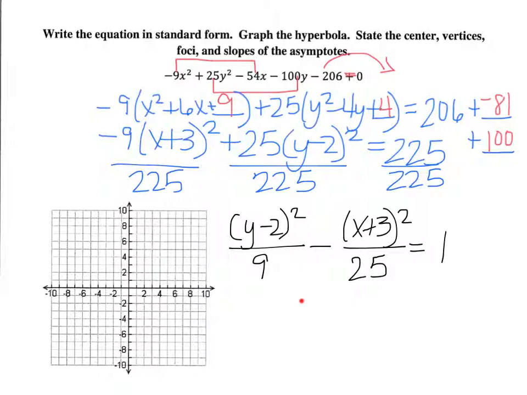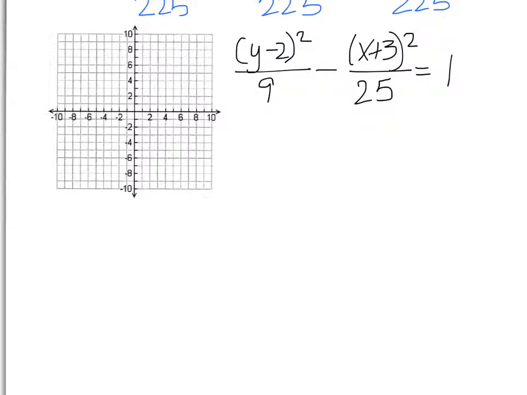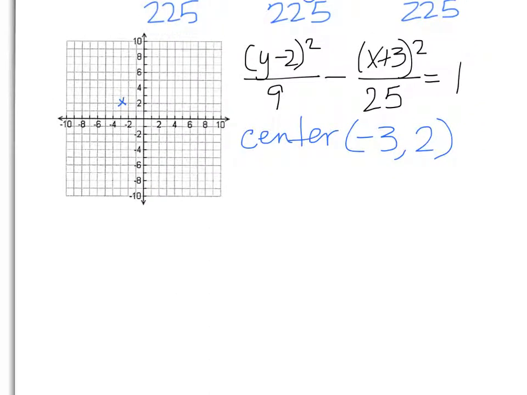Let me move this up. Here we go. So if this is my equation, my center's at -3, 2. Plot the center, -3, 2. Put a little x there. Horizontally, I have to go 5 units right and left. Vertically, I have to go 3 units up and down.